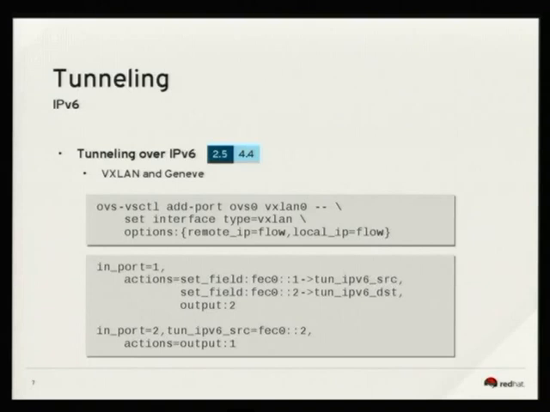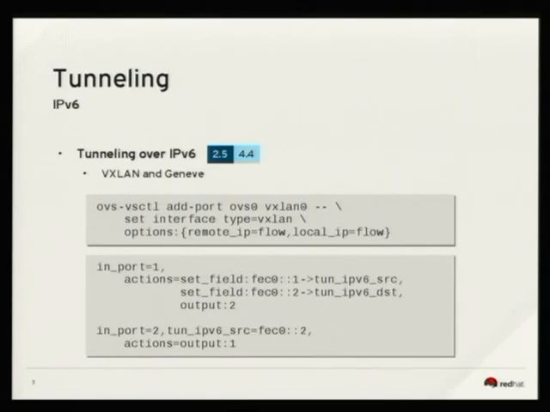Another new thing is tunneling over IPv6. Up to now, OVS did not support tunneling over IPv6 at all, so this is new stuff. Again, it will be in the upcoming 2.5. You also need kernel 4.4 for that, which is the current kernel, the newest released one. Currently, tunneling over IPv6 is supported for VXLAN and Geneve, and its usage is really similar to tunneling over IPv4. It was actually one of the design goals.